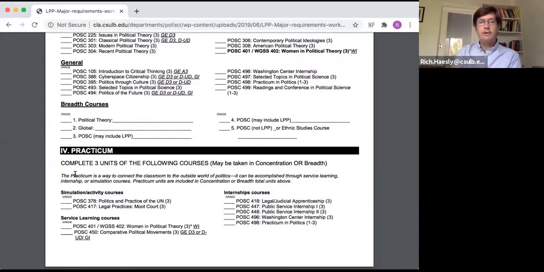And so there are 3 different sections of practicum requirements. The first is a simulation or an activity course. That's Politics and Practice of the United Nations. That's being offered in the fall semester. And this Legal Practices Moot Court course, which is also offered in the fall semester, but that is only open to students who apply to get into that.